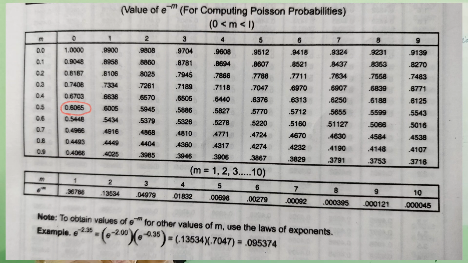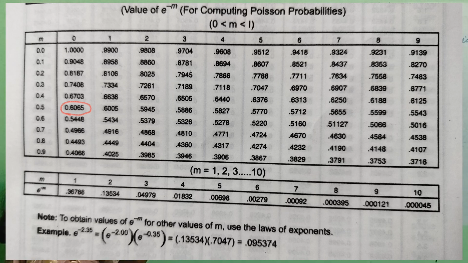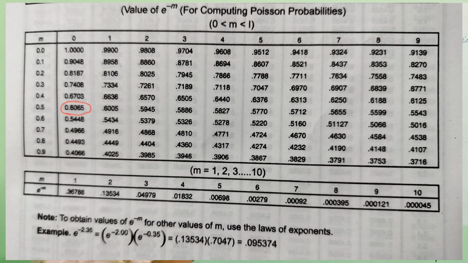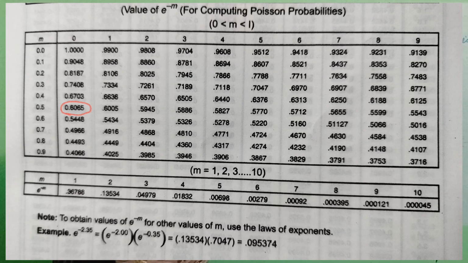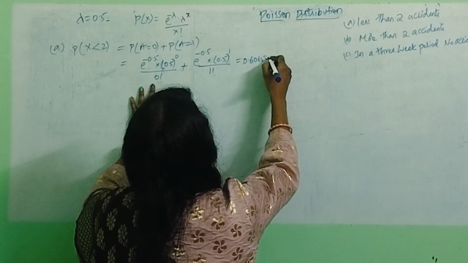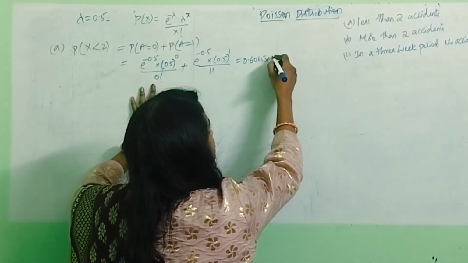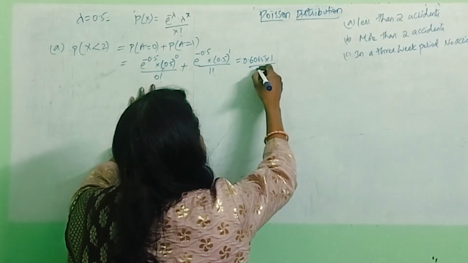See on the screen, you have been given your Poisson distribution table. In this table, check at 0.5. After 5, we don't have any value, so we need to check the value of lambda 0.5 at 0. What is that e value now? That is 0.6065. So 0.6065 into anything to the power 0 is 1, and 0 factorial is also 1.